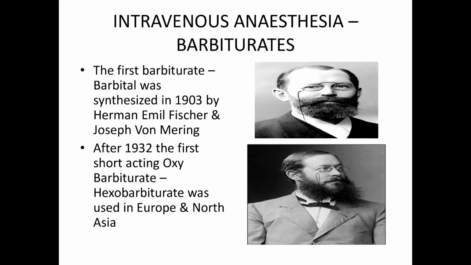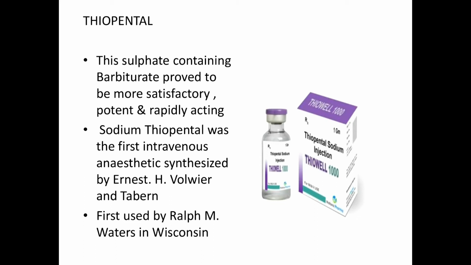Intravenous anesthesia, barbiturates. The first barbiturate, barbital, was synthesized in 1903 by Hermann Emil Fischer and Joseph von Mering. After 1932, the first short-acting oxybarbiturate, hexobarbital, was used in Europe and North America. Thiopental, this sulfur-containing barbiturate, proved to be more satisfactory, potent, and rapidly acting. Sodium thiopental was the first intravenous anesthetic, synthesized by Ernest H. Volwiler and Donalee Tabern, first used by Ralph M.